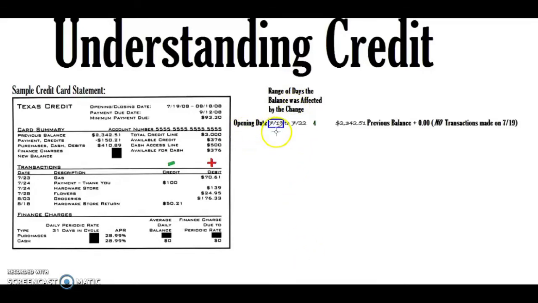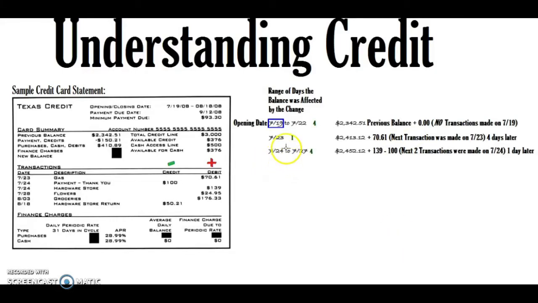We're going to start with the opening date. The opening date is given to us as July 19th. All the way up until July 22nd, there has been no changes made. The first balance change was made on the 23rd. So we take the previous balance plus $0, that's no transactions. And that's 4 days. The next transaction was done on the 23rd. $70.61 was used to purchase. So we're going to add that to the balance. And that only lasted for 1 day.